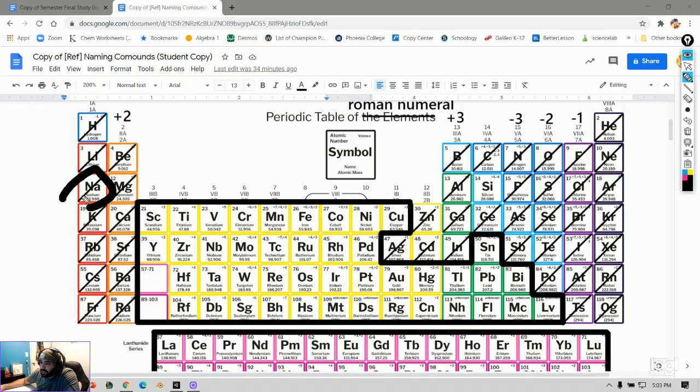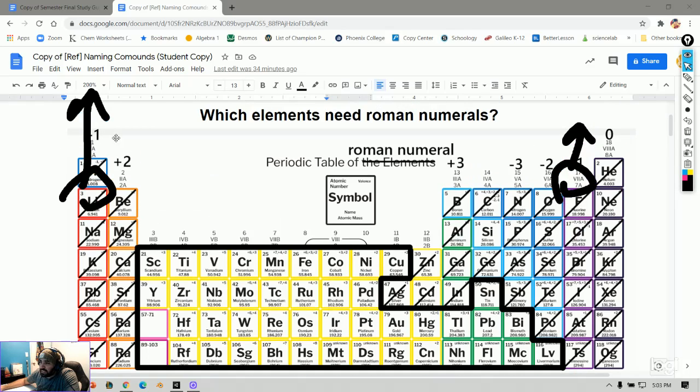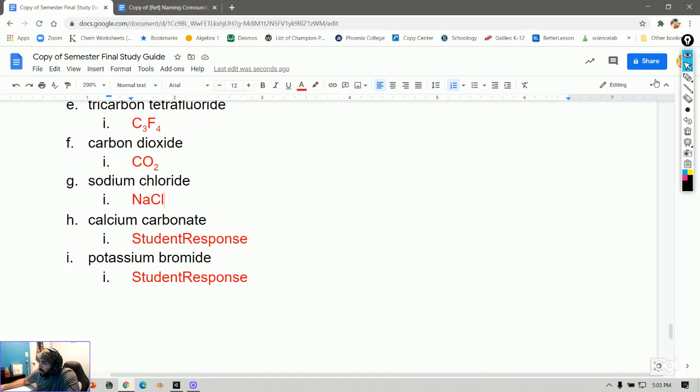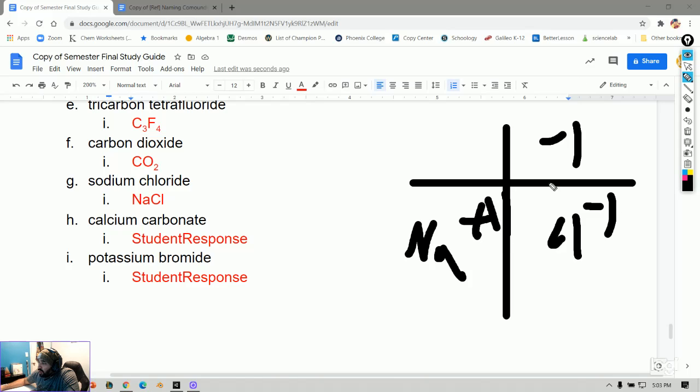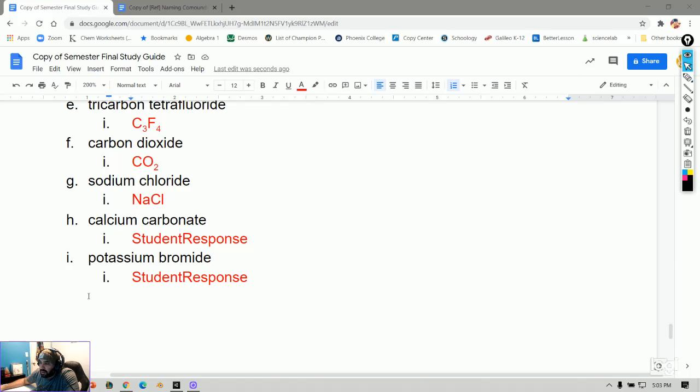Na is here. It has a positive 1 charge. Chlorine is here. It has a negative 1 charge. All right, let me show you. Sodium has a positive 1. Chlorine has a negative 1. So I'm going to go here. I'll write my little table. Na with a positive 1 charge. Cl with a negative 1 charge. Overall, this would cancel. I don't need to do anything else. There's only 1 of each.